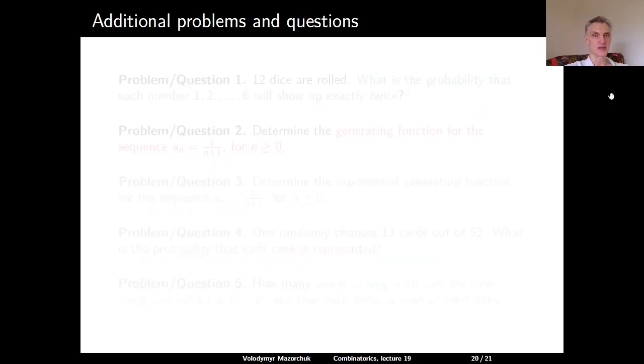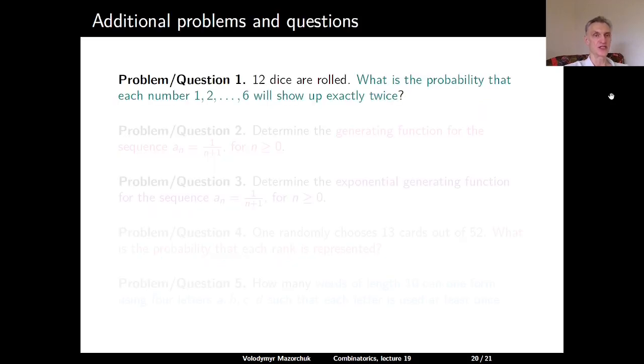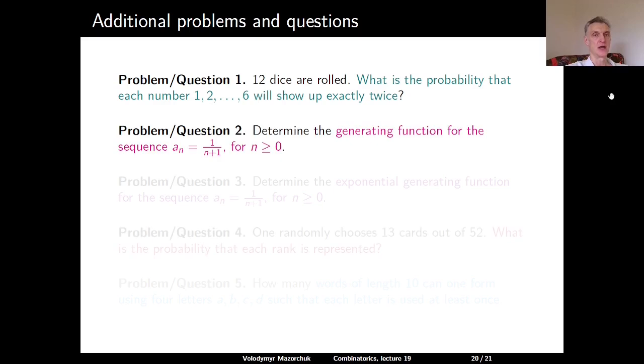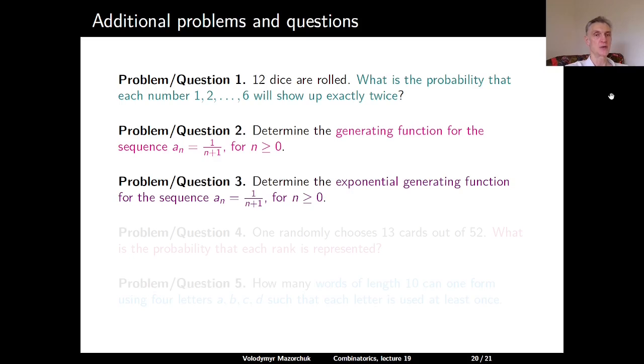Additional problems and questions at the end. Problem question 1. 12 dice are rolled. What is the probability that each number 1, 2, 3, 4, 5, 6 will show up exactly twice? Problem question 2. Determine the generating function for the sequence a_n equals 1 divided by n plus 1 for n greater than or equal to 0.